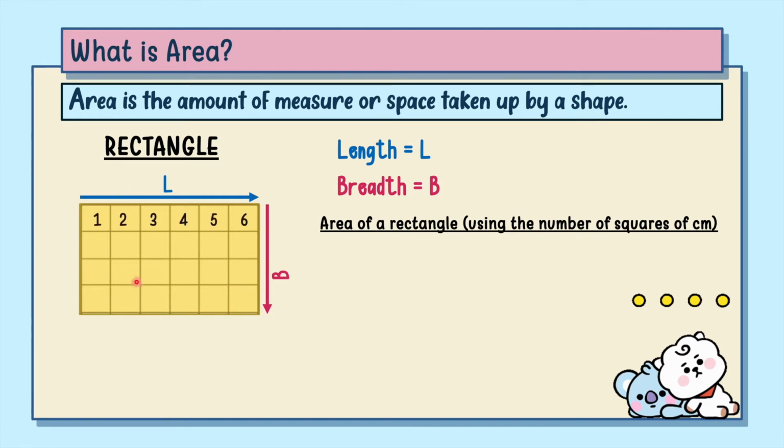So how are we going to find the area inside the rectangle? Okay, so we're going to count from here. 1, 2, 3, 4, 5, 6, 7, 8, 9, 10, 11, 12, 13, 14, 15, 16, 17, 18, 19, 20, 21, 22, 23, and 24. So the area of a rectangle here is actually 24 centimeter square. Don't forget this 2 here on top, which means square. So 24 centimeter square. For area we always use centimeter square or meter square.